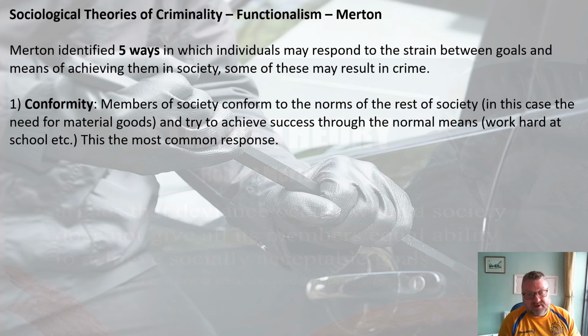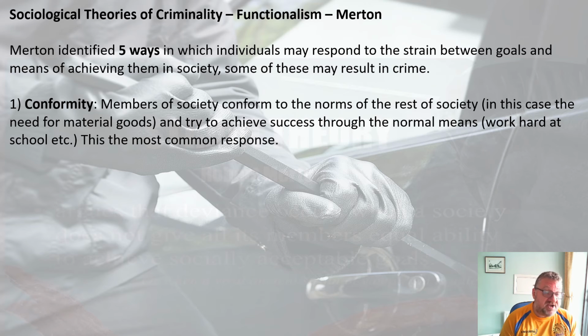So the first, and what I would say is you need to know all 5 of these terms here and understand them. So hopefully I've illustrated these effectively for you. So the first way that people respond is conformity. Members of society conform to the norms of the rest of society, which in Western society, Merton says, is the need for material goods, and they try to achieve success through normal means. So they work hard at school, etc. And for Merton, this is the most common response.